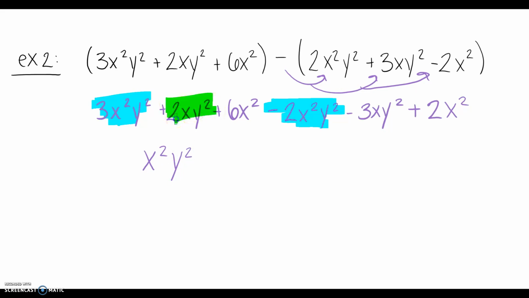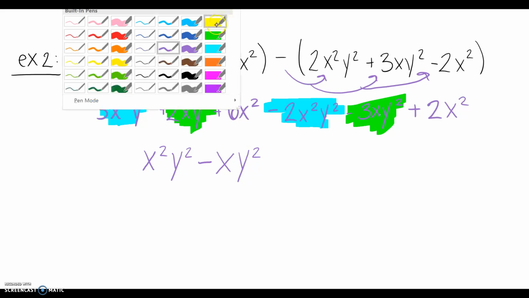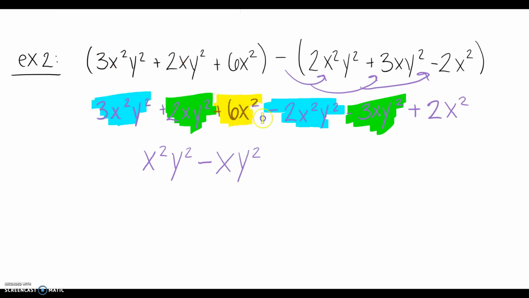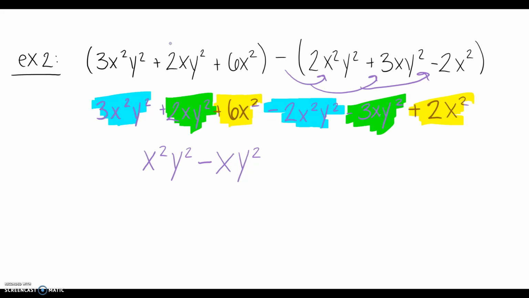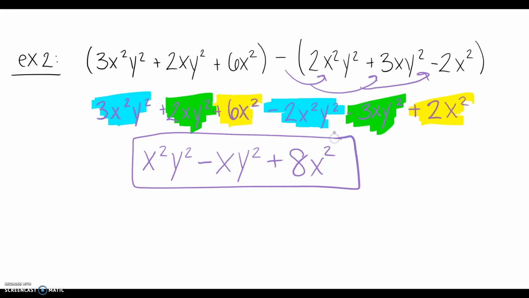I got xy squared here and another xy squared here. So we can combine those. 2 minus 3 will be negative 1 xy squared. And then last, we got 6x squared and a 2x squared. So combine those and we get 8x squared. And that's going to be our final answer.